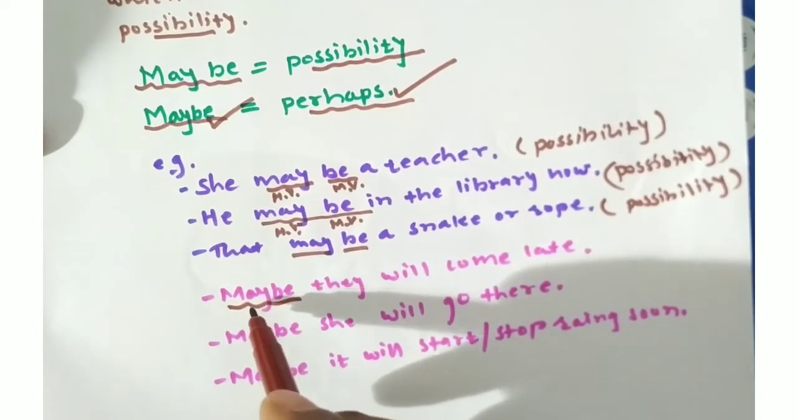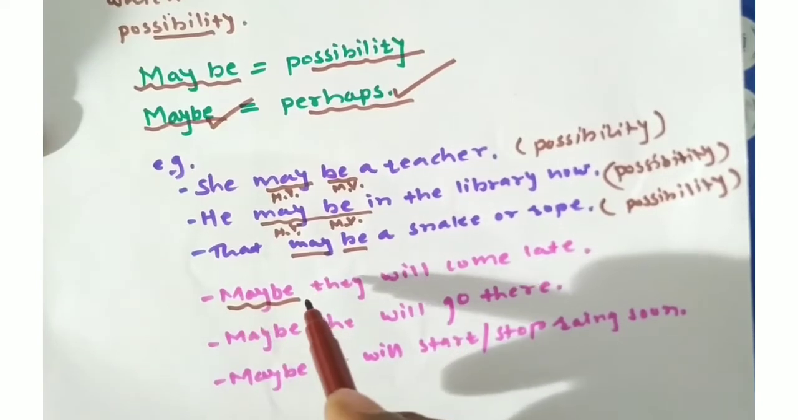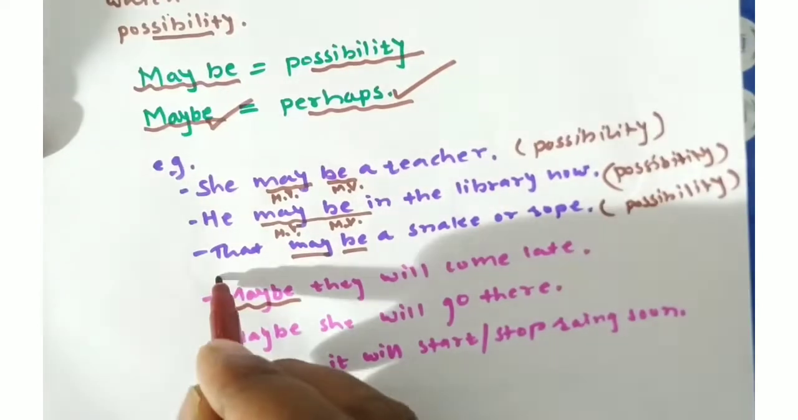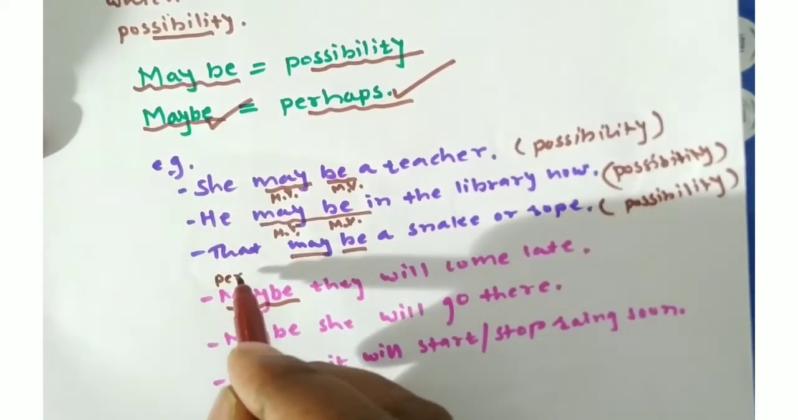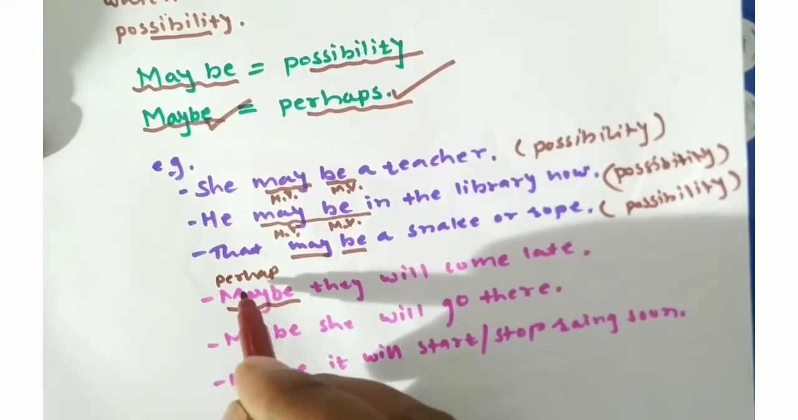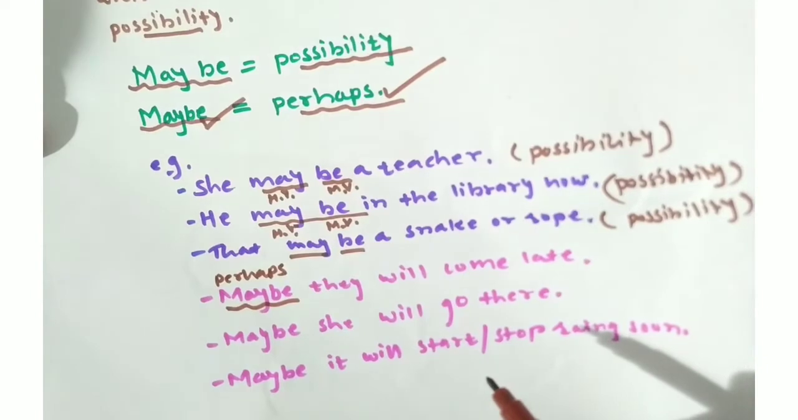Why is it a single word? Because "be" is the part of the word "may", right? It is a single word, not separate words, and it means perhaps. You can replace the word "maybe" with "perhaps", and the meaning is correct. Is there any change in the meaning? No, there is no change in the meaning.